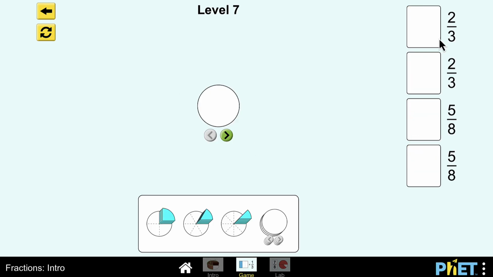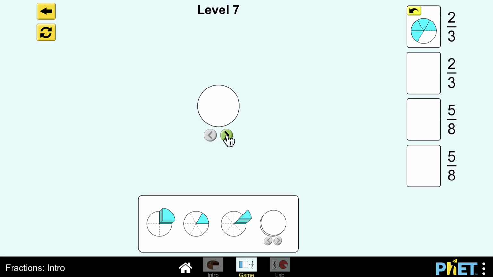Level 7, 2/3. How can I make that? Divide into thirds first. Where are the thirds? I don't have any thirds. Which one should I choose? I think 1/6. 2/6 is 1/3, so 4/6 will give me 2/3.